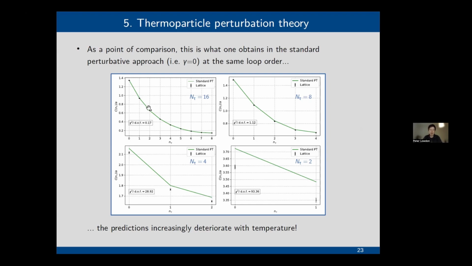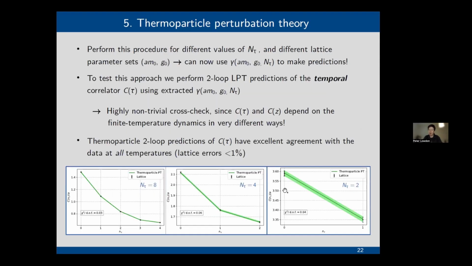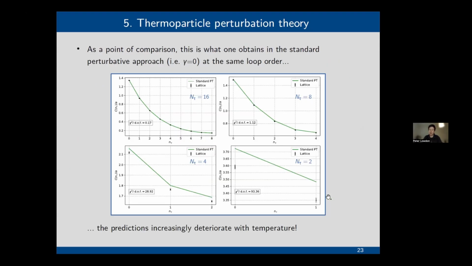So you see that in this sort of vacuum case, so large temporal size, small temperatures, you agree well with the lattice data, but as soon as you squeeze the temporal size, you increase the temperature, you start to deviate more and more from the data until at this point you're very, very far. So the difference between standard perturbation theory and thermoparticle perturbation theory is the difference between these two plots. So it seems to work.